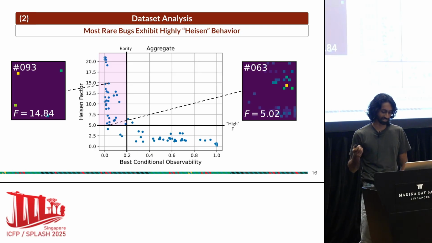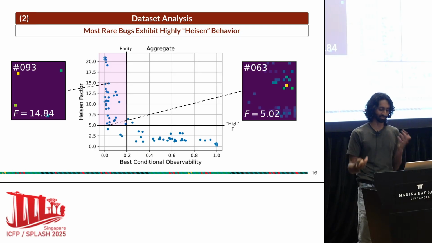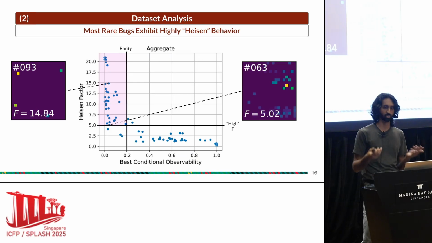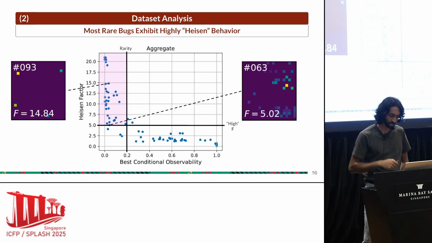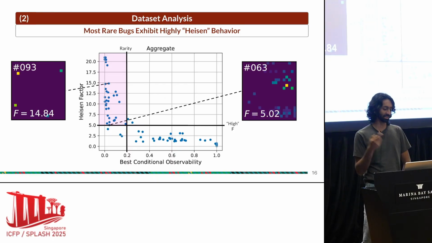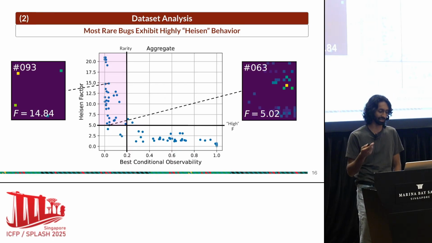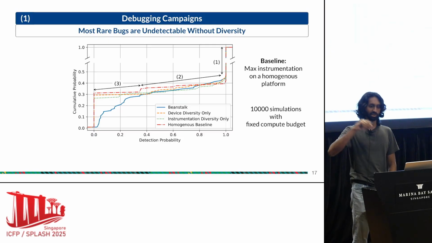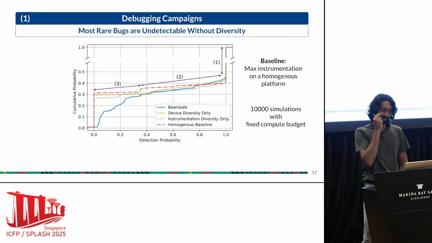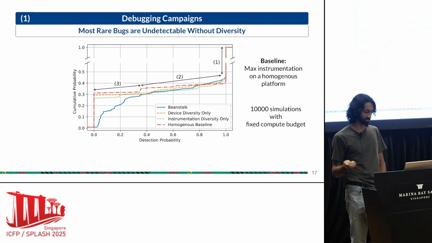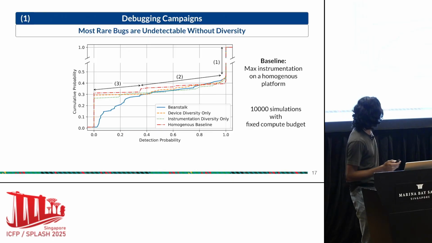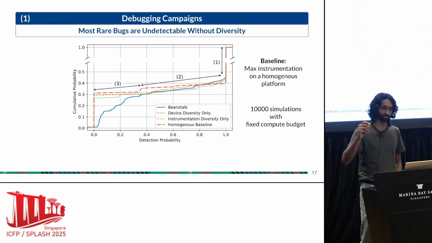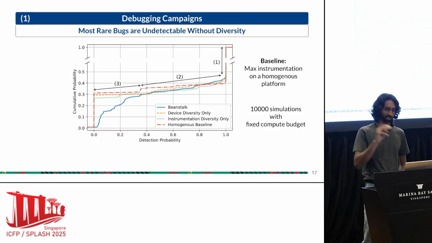And just to show you an example, you can see that some of these are indeed quite rare and weird in properties. So using this, we would try to actually look at whether diversity at scale will help. And so we ran debugging campaigns with Beanstalk diversity testing and our baseline, which is our null hypothesis of max instrumentation across homogeneous platforms. We ran 10,000 simulations with a fixed compute budget, and we got this plot of a CDF of all of the detection probabilities of bugs found.